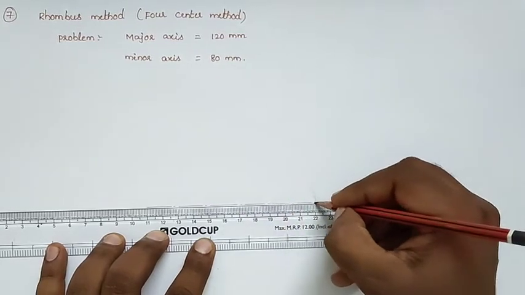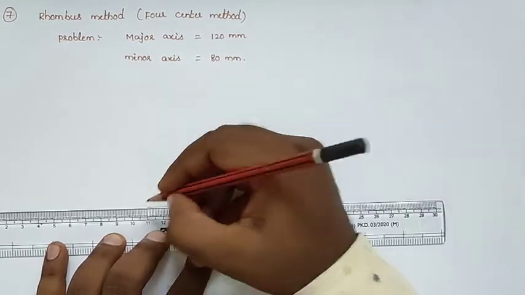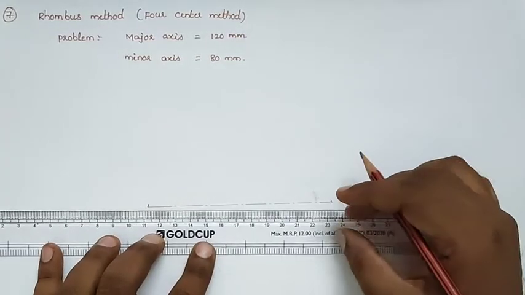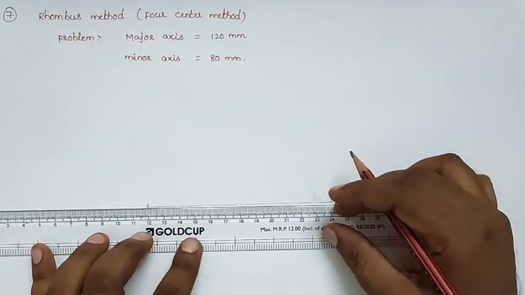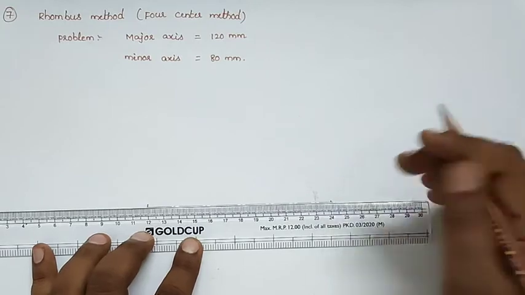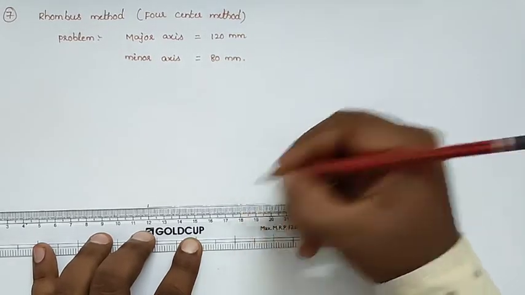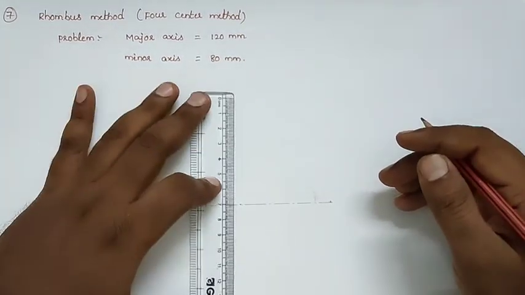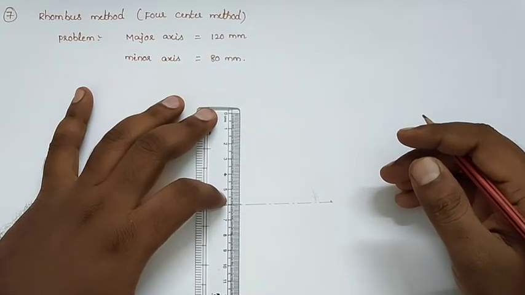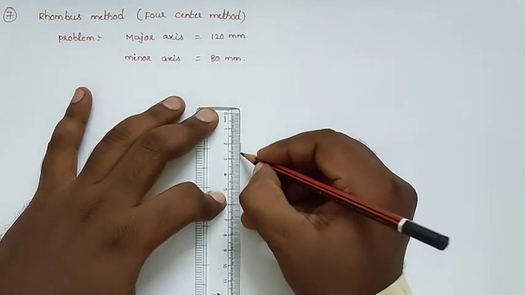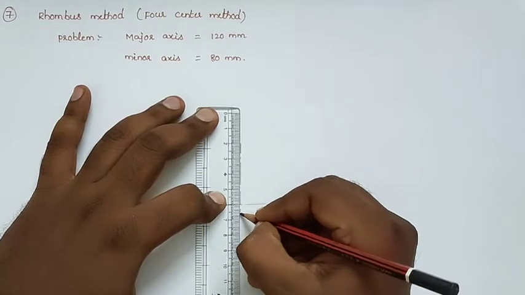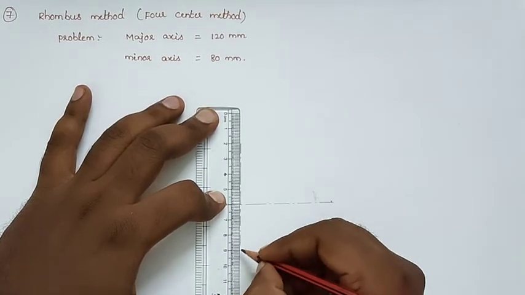Draw the major axis by taking 120 mm and locating the midpoint of the major axis, and draw the minor axis with the length of 80 mm. So in the upward direction you can take 40, and in the downward direction you can also take 40.